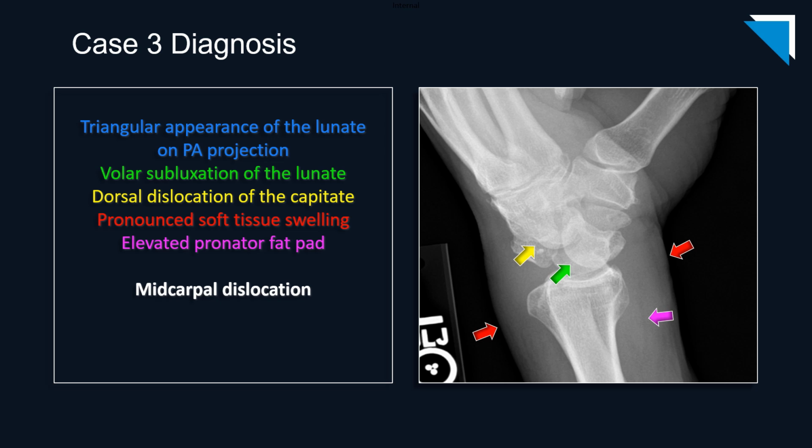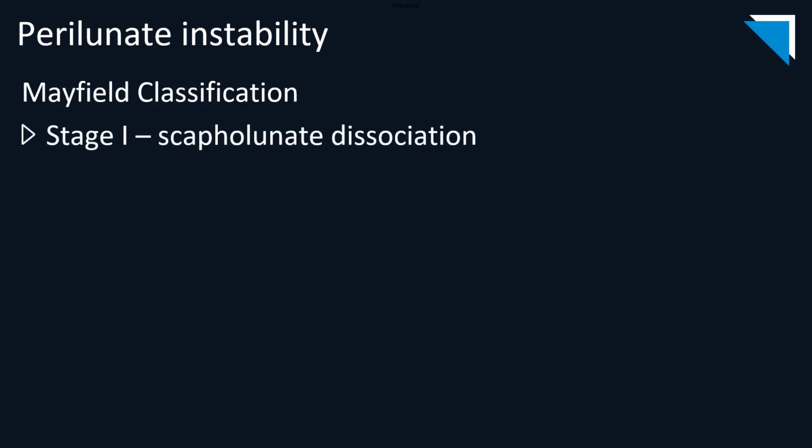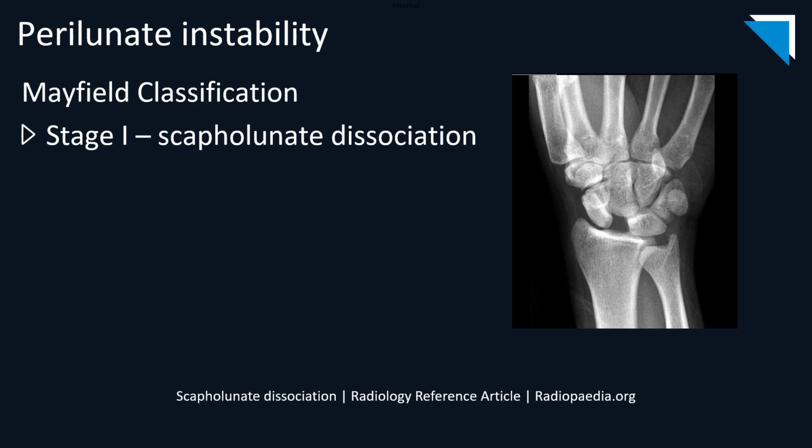The diagnosis in this case is a midcarpal dislocation, which is on the spectrum of carpal or perilunate instability. These can be extremely challenging cases, so I wanted to briefly review the spectrum of perilunate instability with you now. The Mayfield classification system is the most commonly used and describes 4 stages of perilunate instability. Stage 1 is scapholunate dissociation, which is characterized by widening of the scapholunate interval due to underlying scapholunate ligament disruption.